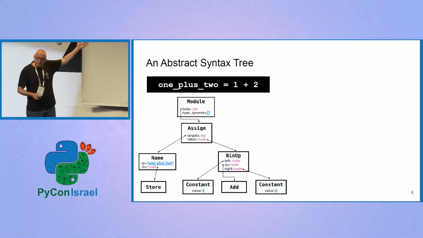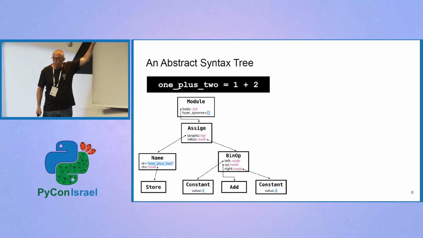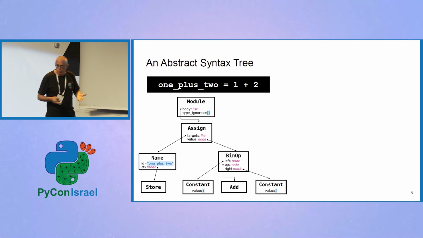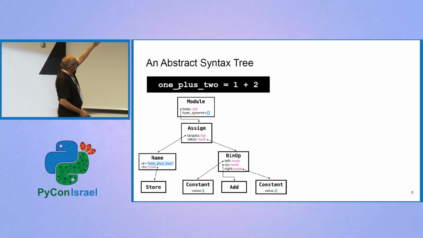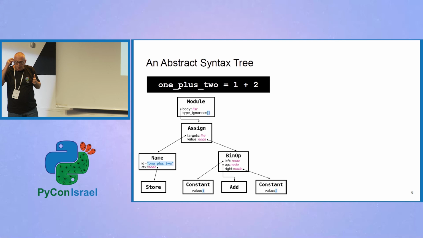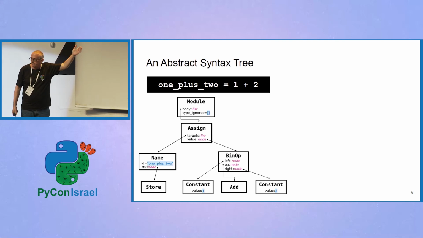If you can see, this is a tree. The first node is a module node. Any file in Python will start with a module node at the head of the tree, at the root of the tree. And then you have the assign statement, which is also matched to the assign statement in the program, right? There is an assign statement there.